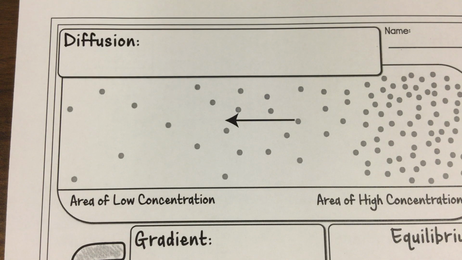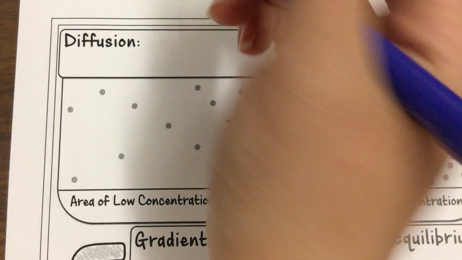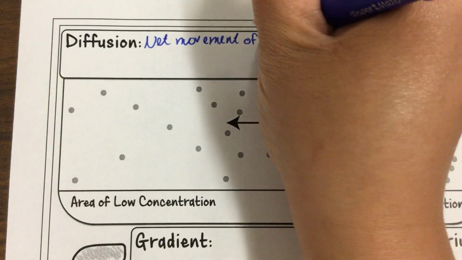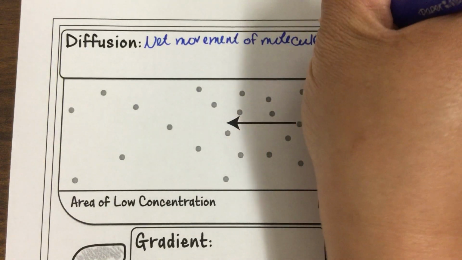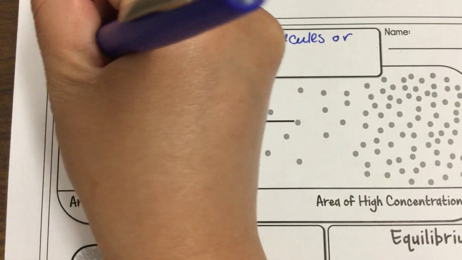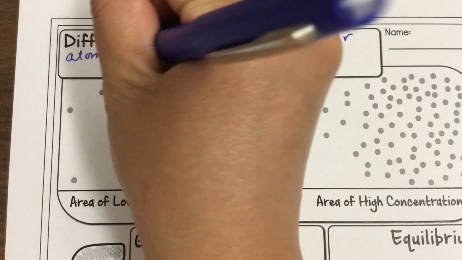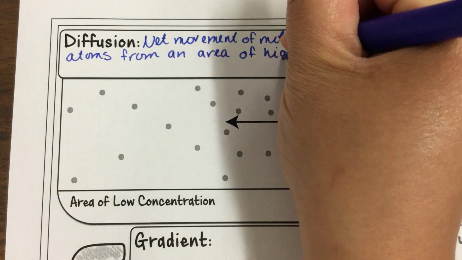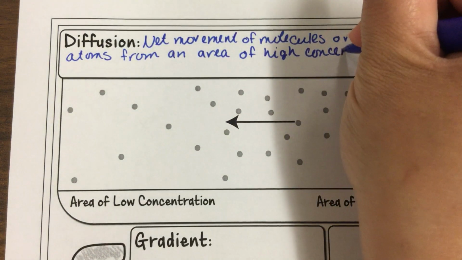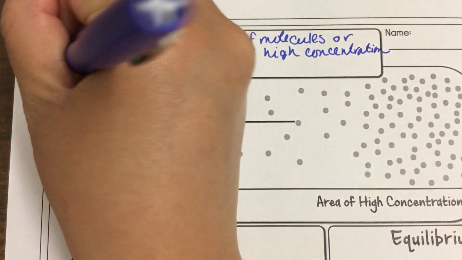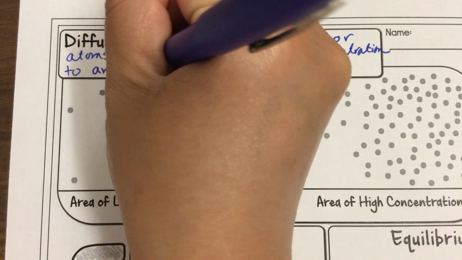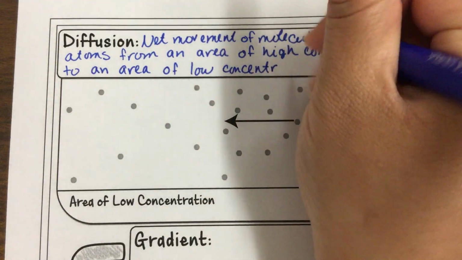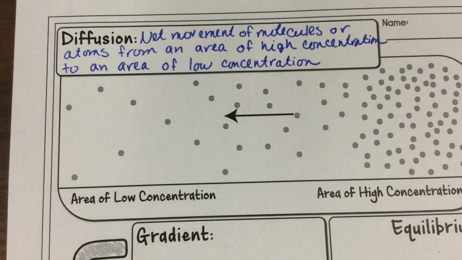So for diffusion, what this means is that I have a net movement of molecules or atoms from an area of high concentration to an area of low concentration. So what does that mean?